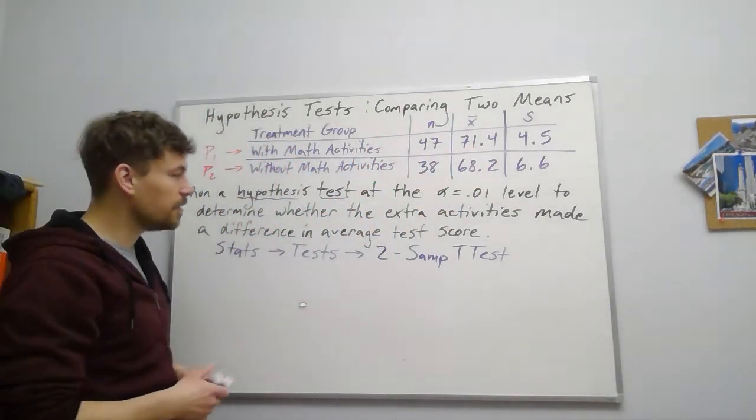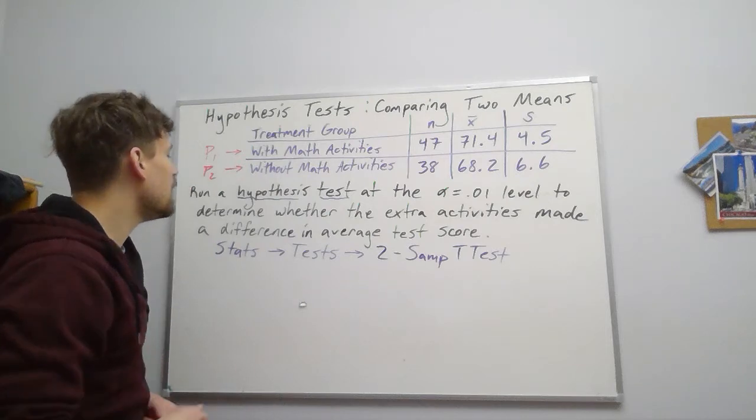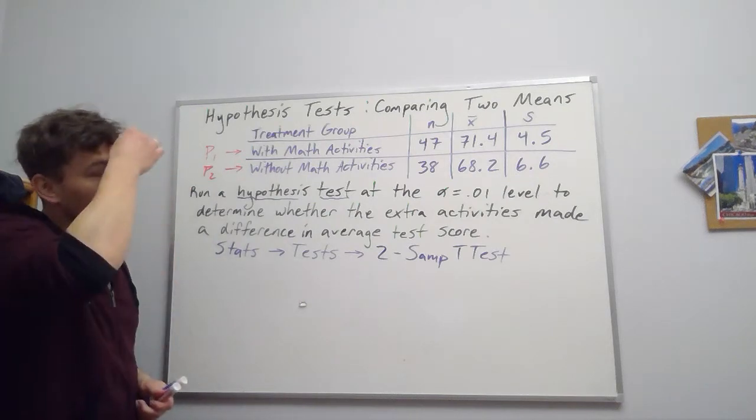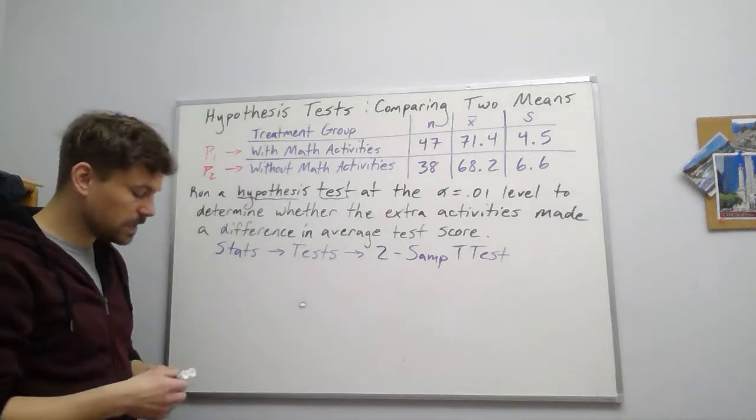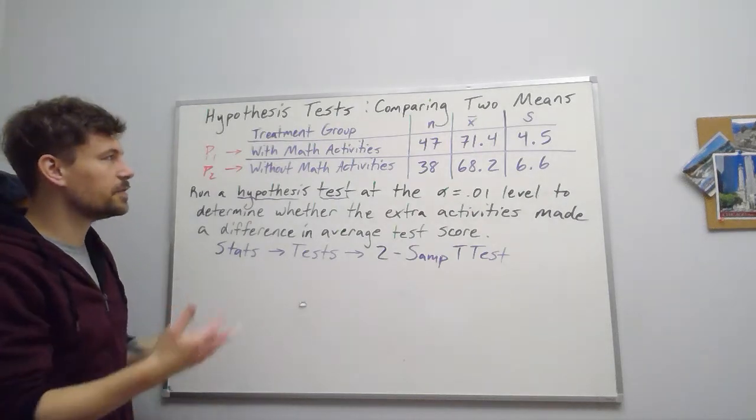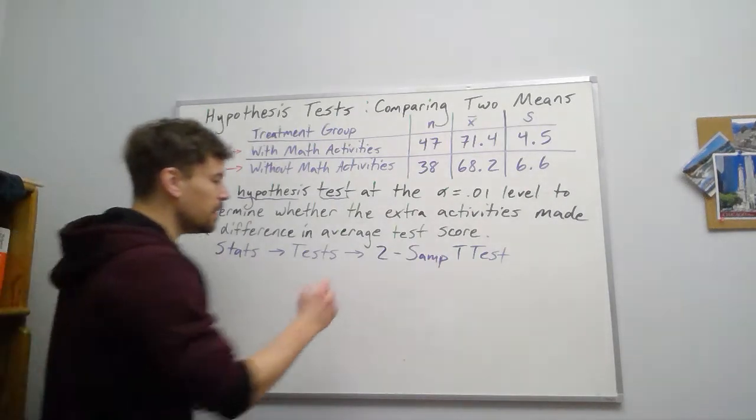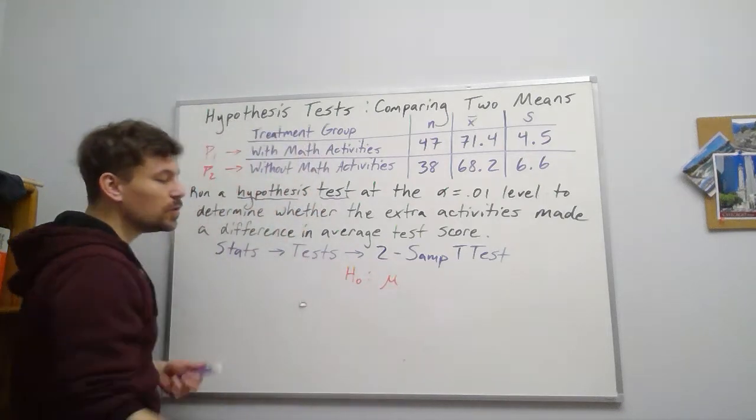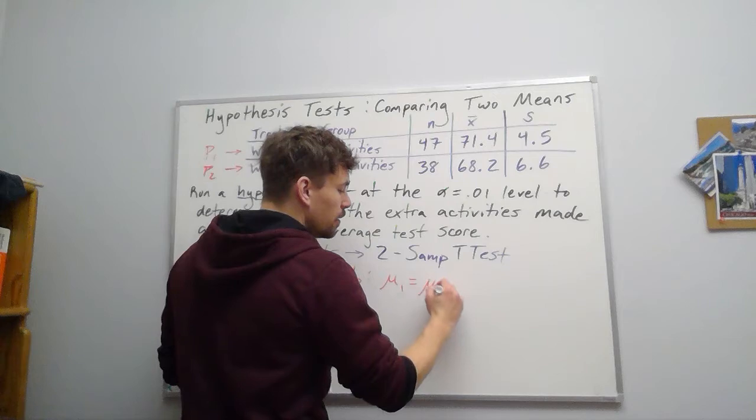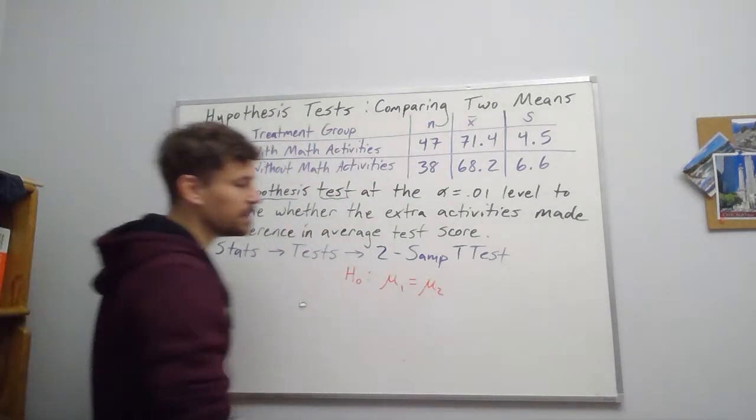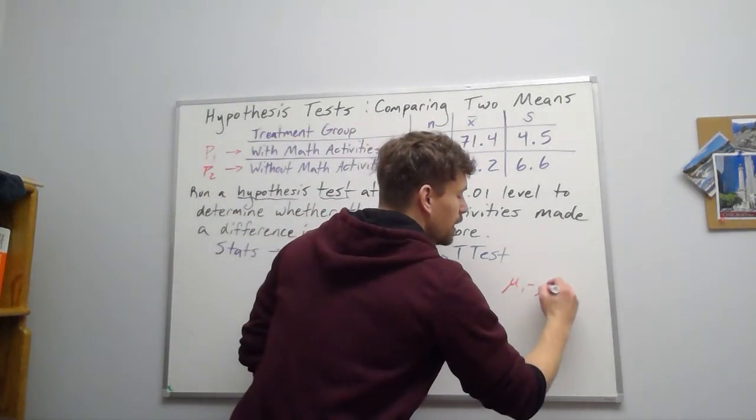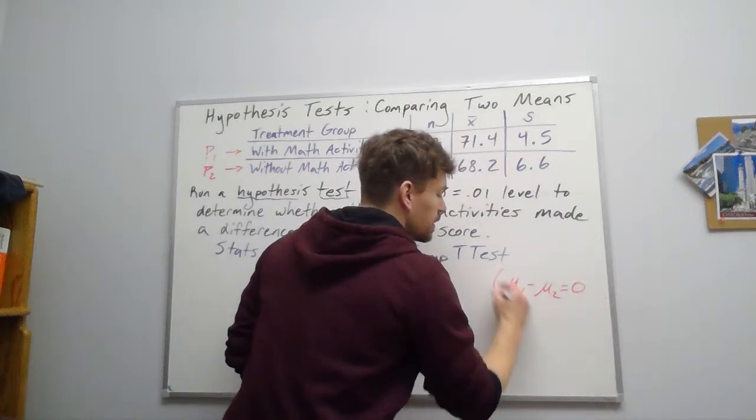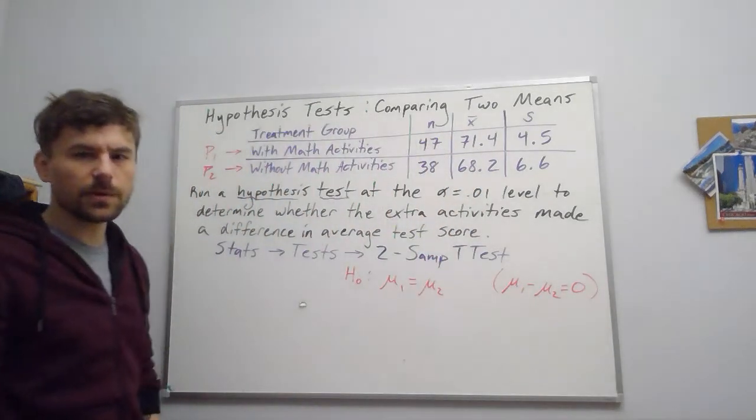Now, the other piece of this is figuring out, well, what's our alternative hypothesis? So our null would be that there's no difference between these two. So the null hypothesis, if you're writing this out, is just that mu1 is equal to mu2, or another way to say that is that mu1 minus mu2 is 0. It's another way to say that.